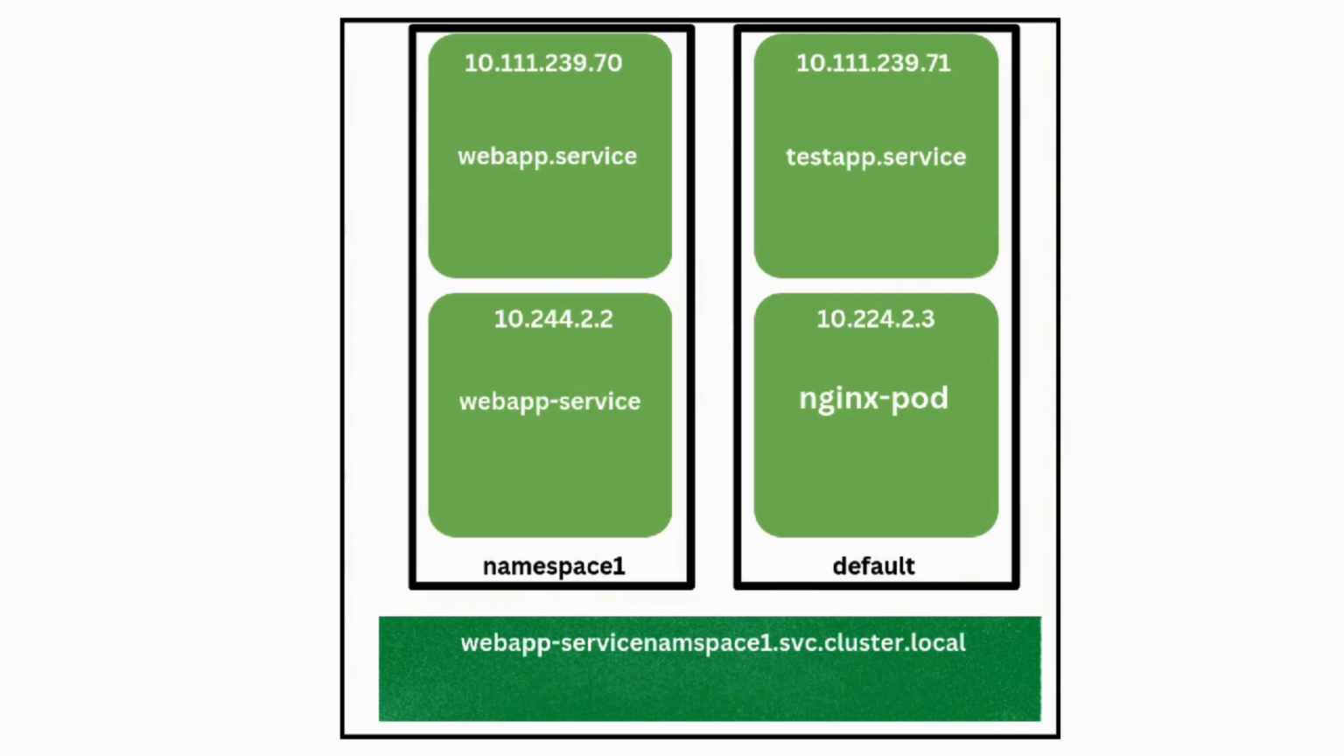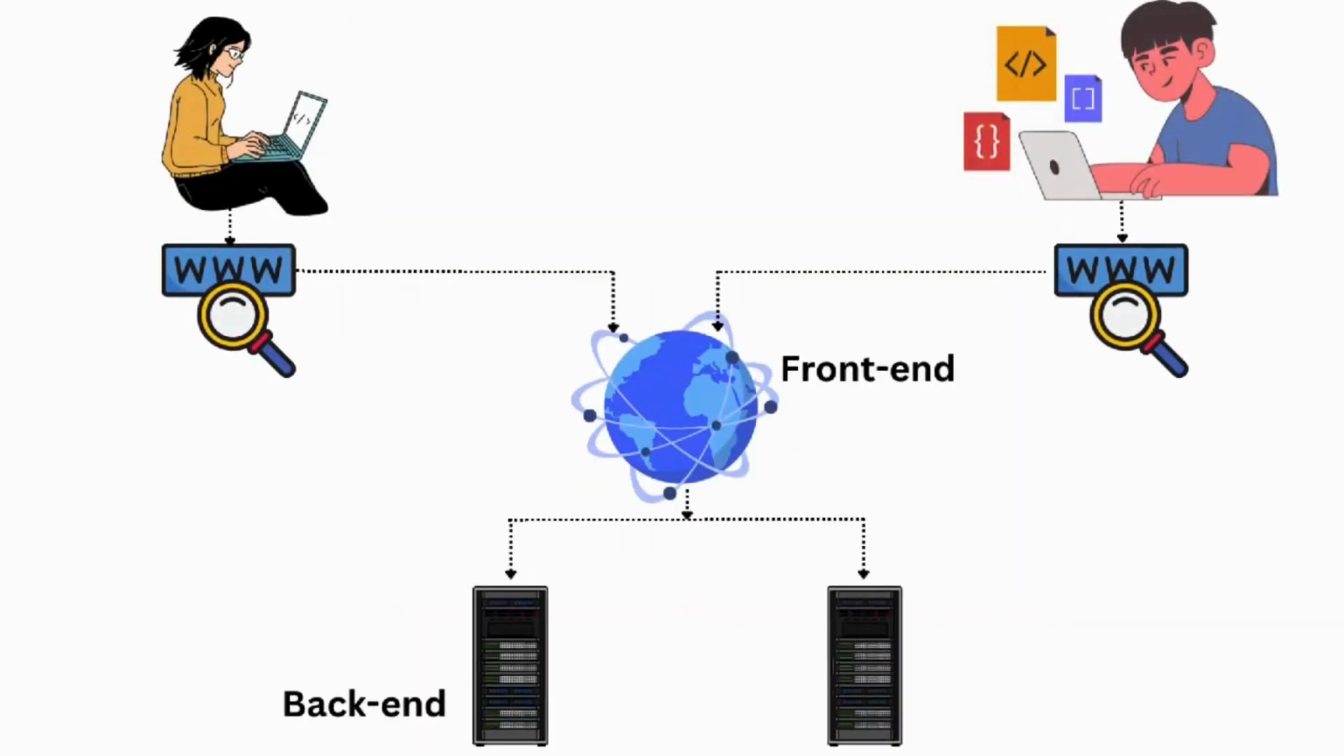Let me walk you through a practical example. Let's say you have two pods in the same Kubernetes cluster called frontend and backend. Both are running in the default namespace. If the frontend pod needs to send a request to the backend pod, it can simply use the DNS name backend.default.svc.cluster.local. This DNS resolution will route the traffic directly to the backend pod, ensuring that the frontend pod can communicate with the backend pod seamlessly.